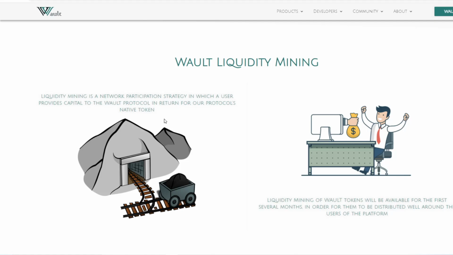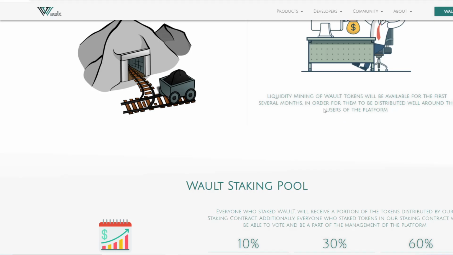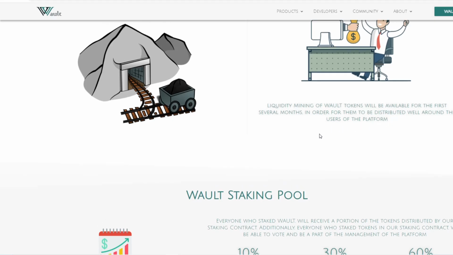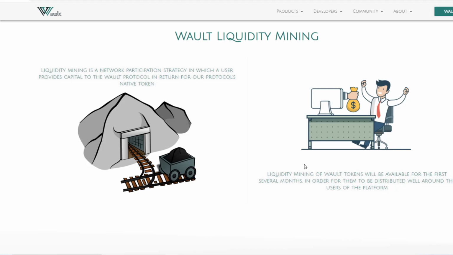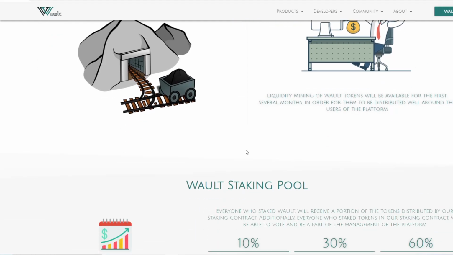So liquidity mining is essentially the network participation strategy that we came up with, where users can provide capital to the Wault protocol. In return for that, they receive the protocol's native token, as you can see here. The mining of the Wault tokens will be available for the first several months in order for them to be distributed well around the users of the platform. So it's a steady stream that you'll get in the first few months, and then it's spread across the users within the ecosystem.